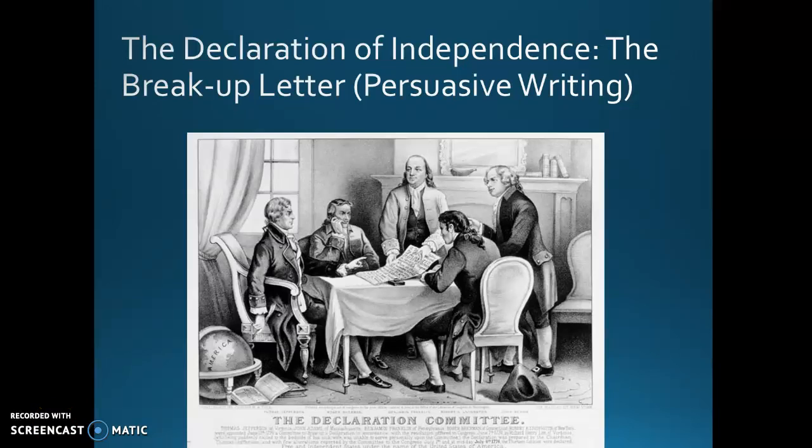Hi everyone. Tonight's lesson is going to be about the Declaration of Independence, and we're really going to look at this pretty simply as a breakup letter. It's a little bit of persuasive writing in that you'll see that we're giving justification and explaining why we are doing what we're doing with England. And as we go through this, we'll be talking about different aspects and some of the individuals who basically presented these ideas to England.